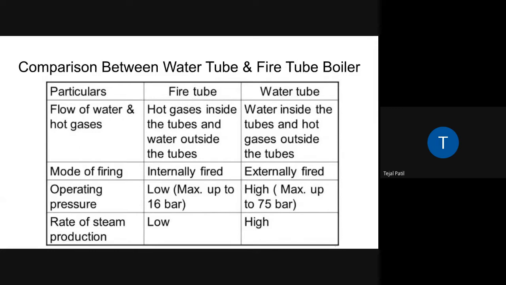Okay, then next one is the rate of steam production. Definitely, if it is a fire tube boiler, the volume is bigger, so the steam production rate is less, because it needs more and more heat at a time, which it cannot receive. So that's why it has a low rate of steam production. While in the water tube boiler, as the water is inside the tube, you can get more steam in a shorter period of time, with a very small amount of fuel and hot gas also.